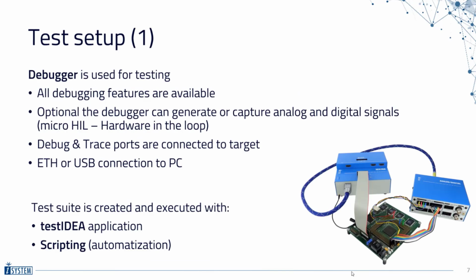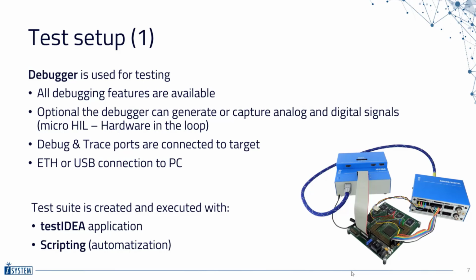The test setup comprises an iSystem debugger, target ECU, and host PC. In our case, the debugger is an IC5700 debugger. The debugger is connected over Ethernet or USB connection to the host PC. The target MCU is connected over debug and optionally over the trace cable to the debugger.